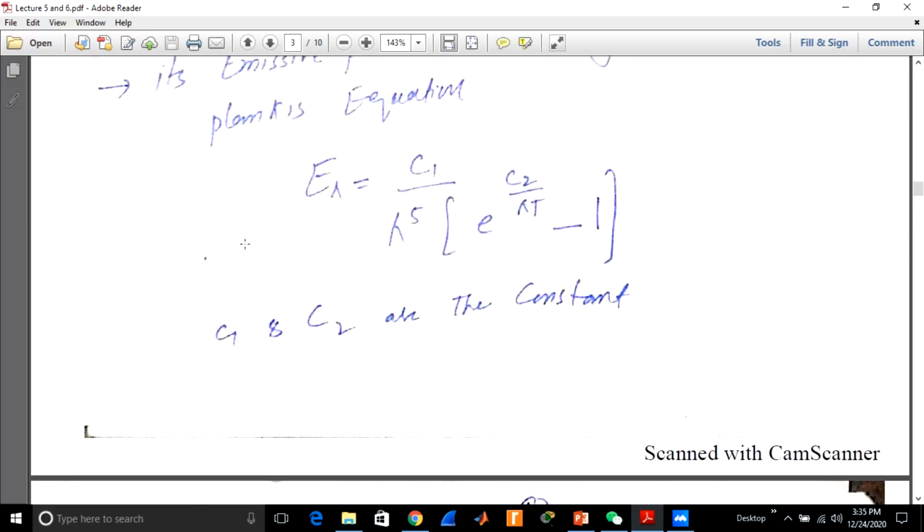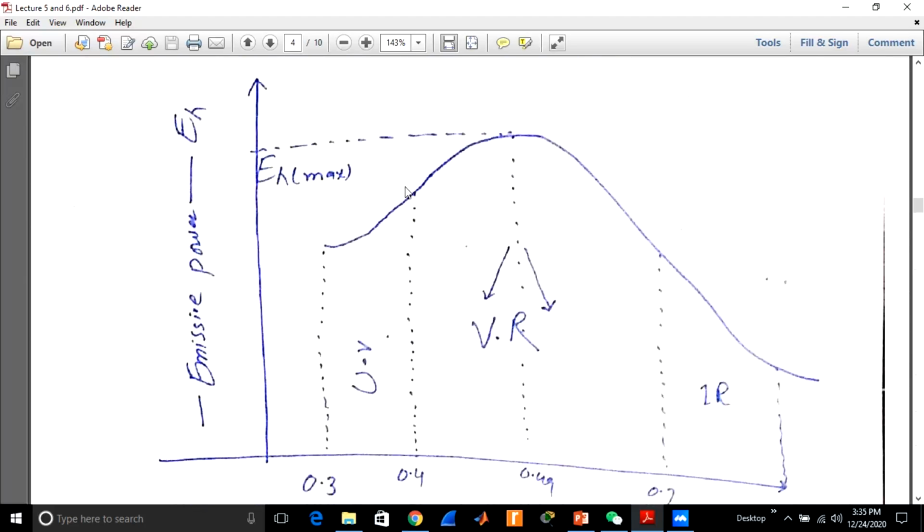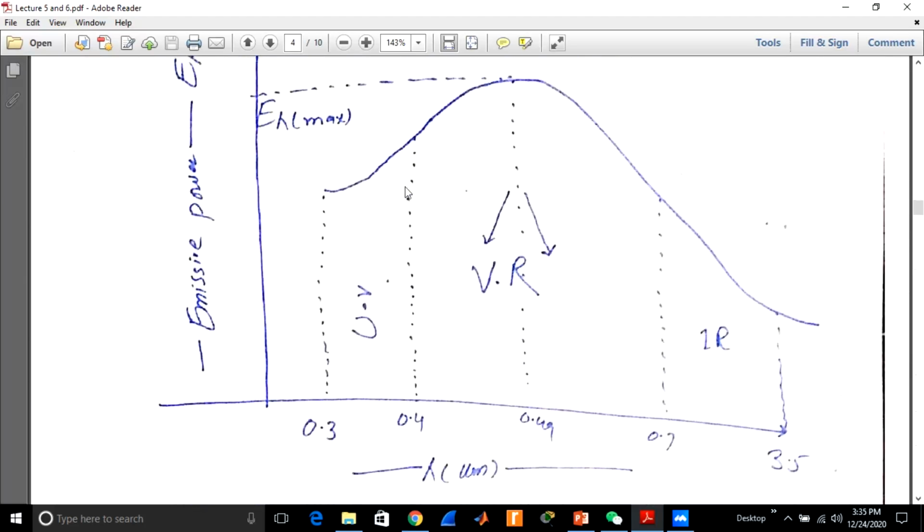So when we sketch this equation, it will give us this graph. In this graph, there are two lines. One is horizontal and the other is vertical. The horizontal line shows the wavelength of radiated waves in micrometers, and the vertical line shows the emissive power. And you know that the sun radiates energy from 0.3 micrometer to 3.5 micrometer.